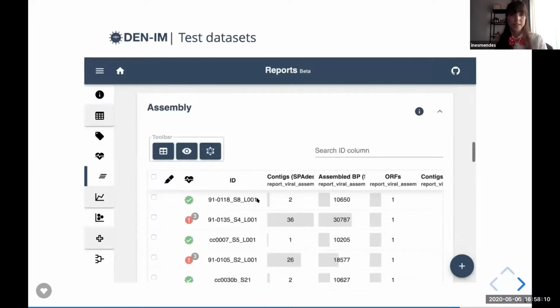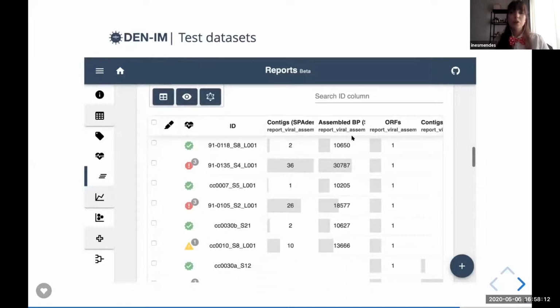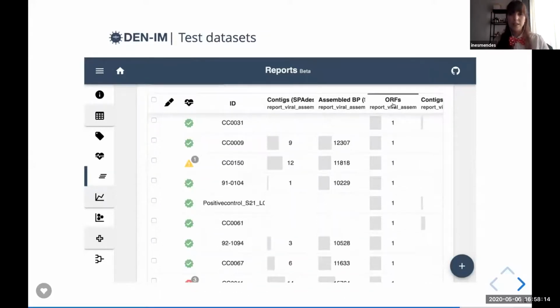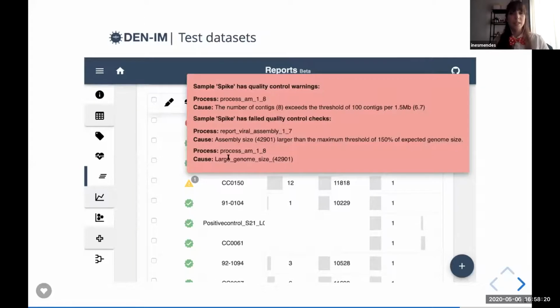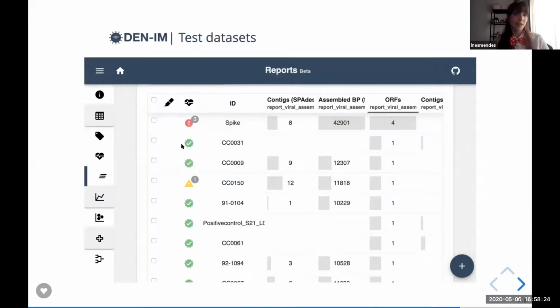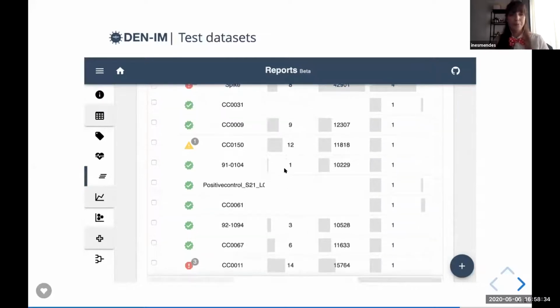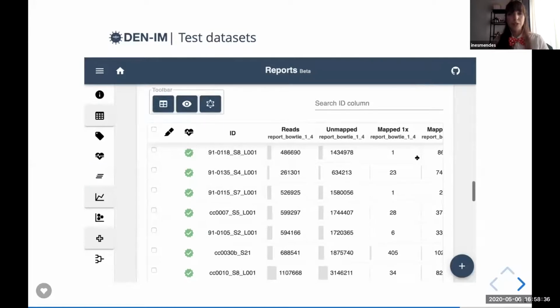Here are the assembly results. One of the interesting things is that it counts how many ORFs you have. Remember that spike sample that we had? Of course, it has a warning saying that it has a large genome size, and it's true. It's 4 dengue genomes inside a single sample, but we managed to retrieve the 4 different CDSs independently, which we were very happy about.